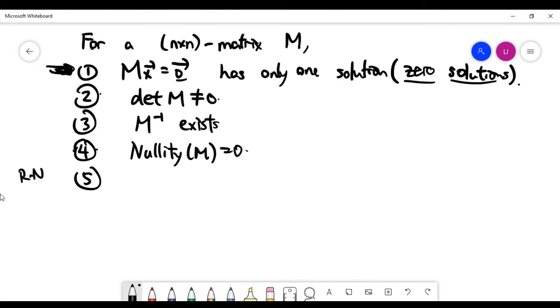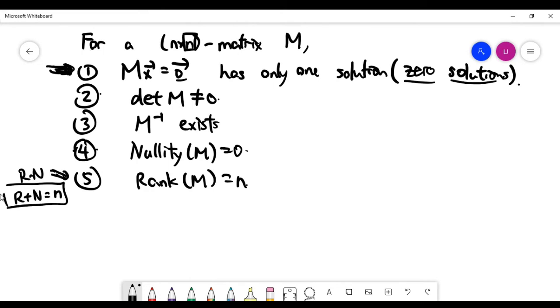And by the rank nullity formula, the property 5 is actually obvious. The rank of M must be n now because of the fact that M has n columns. And we have seen it already, rank nullity formula means the rank plus nullity must be n. And now all the five properties are actually equivalent. And the last one is actually clear.